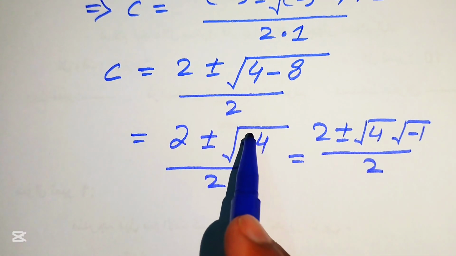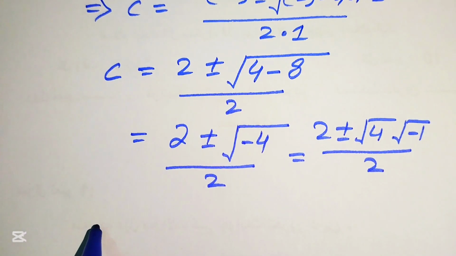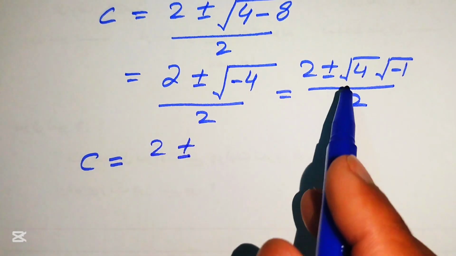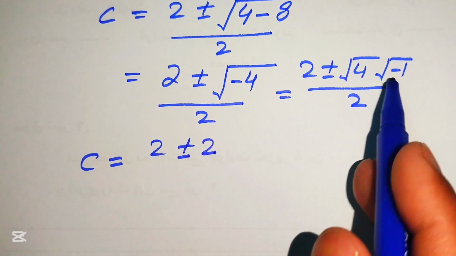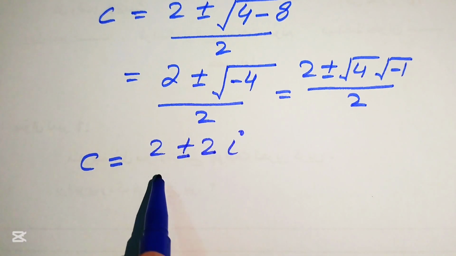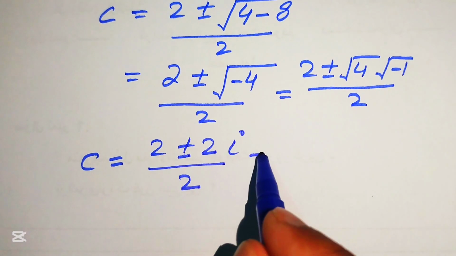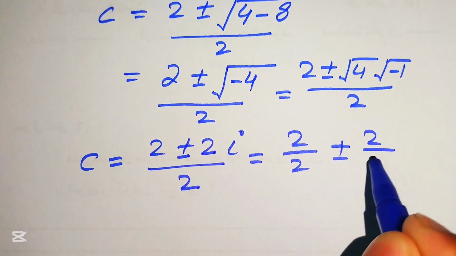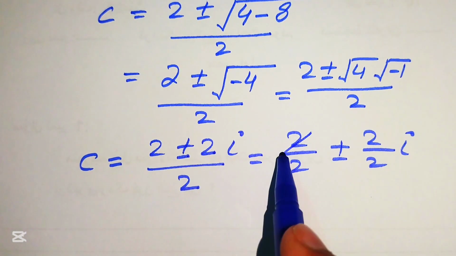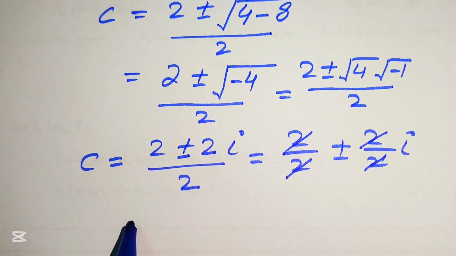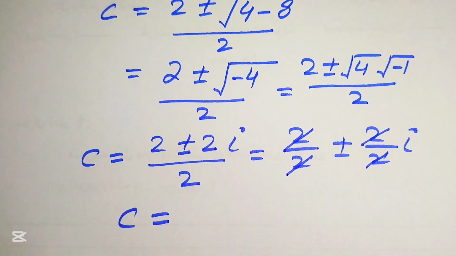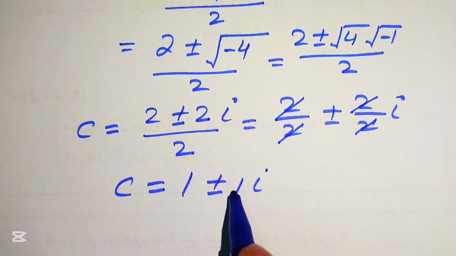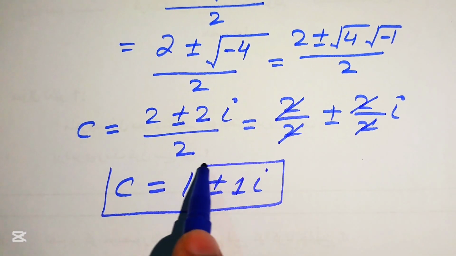Here we can apply the square root sign on these two terms separately, and it will be written as c = 2 ± ... we know that the square root of 4 equals 2, and the square root of -1 equals iota, divided by 2. Now we break this fraction and write it as 2/2 ± 2/2 iota. This 2 is cancelled out by this 2, and this 2 by this 2. Finally, the other two complex values of the given equation are c = 1 ± 1 iota.